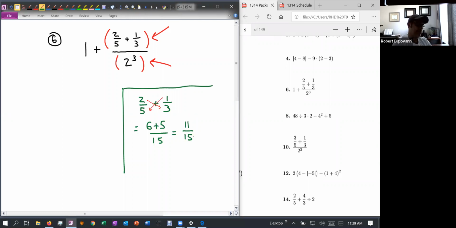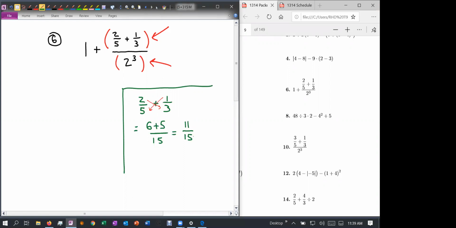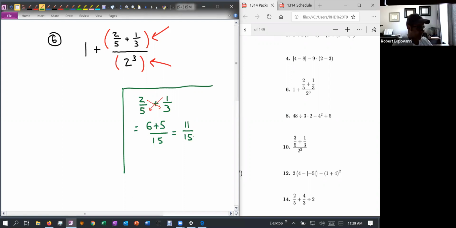Do y'all agree with that? So yeah, that's what the numerator is. I'm going to go ahead and rewrite this now. This is 1 plus, now that becomes 11 over 15, and then over 2 to the 3rd, like that. Okay, any questions on that?